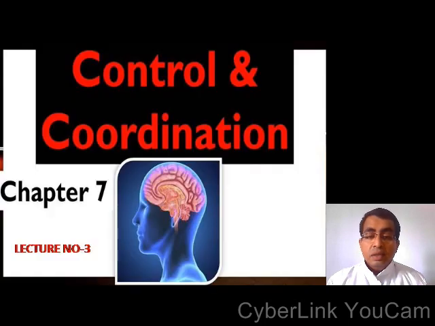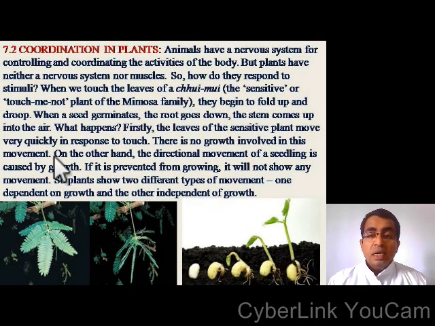Today, we continue our discussion on Chapter 7, Control and Coordination. In the last class, you learned about the structure of the brain and the functions of different parts of the brain. In today's class, you will learn about coordination in plants.